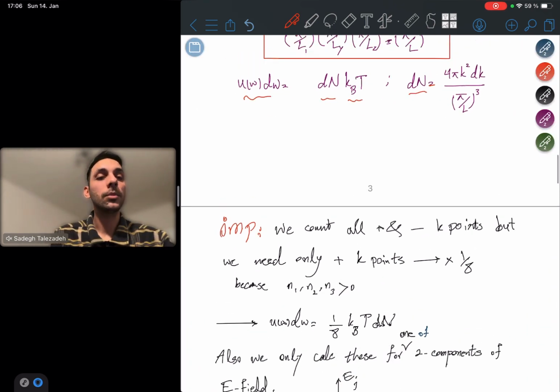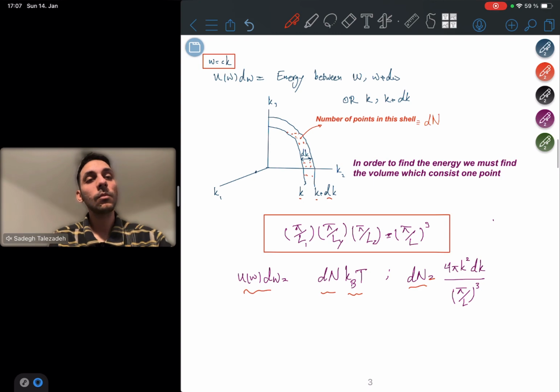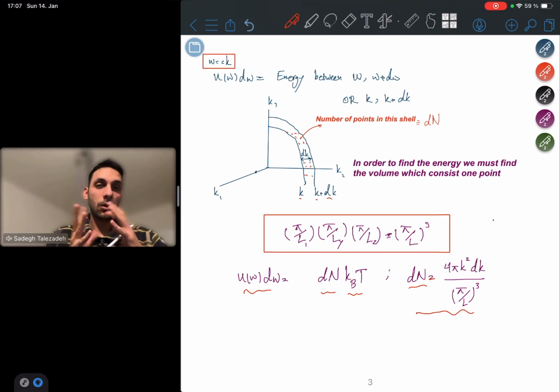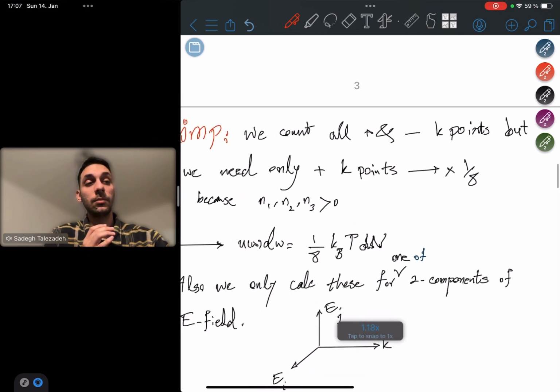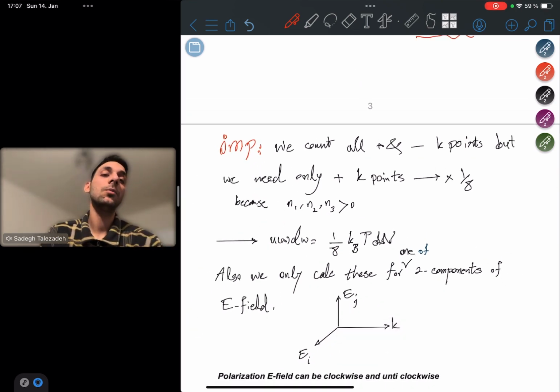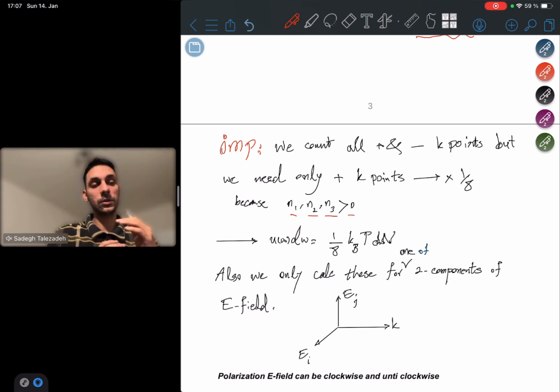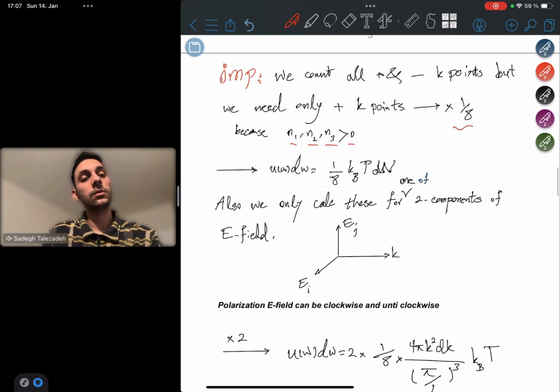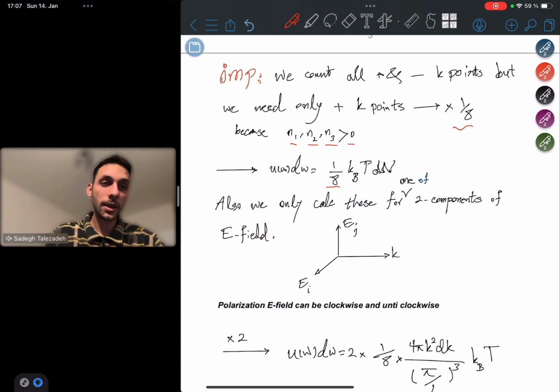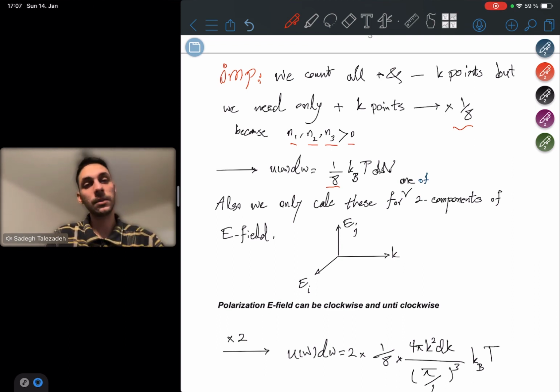But there is a problem here, because if we do this, we have the number in all phase space, and we just need the positive k points, because our n1, n2, and n3 are positive. So we have to multiply this volume by 1/8. So we multiply this by 1/8, we have kBT times dN.